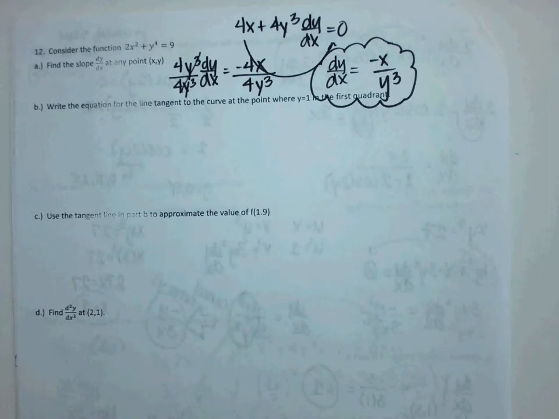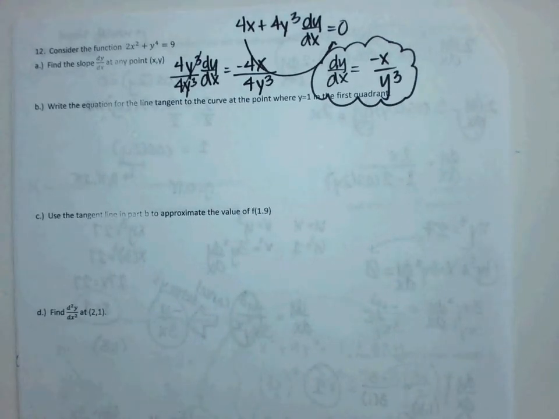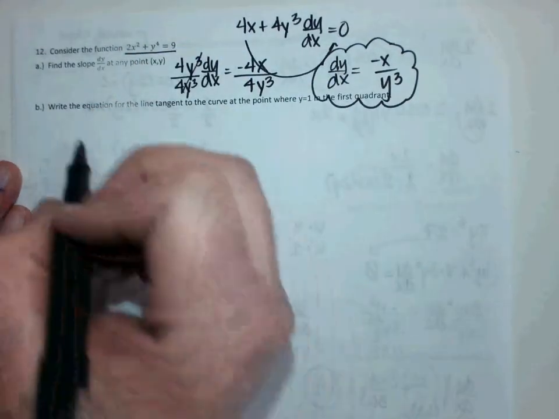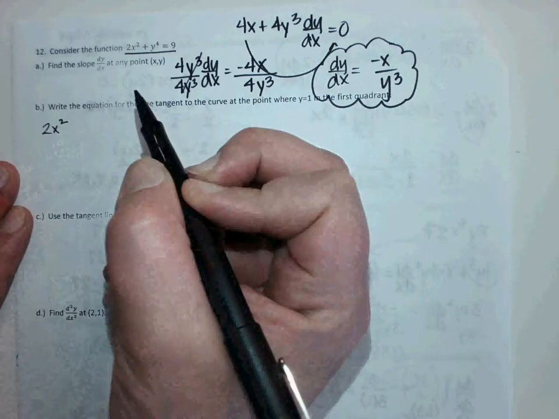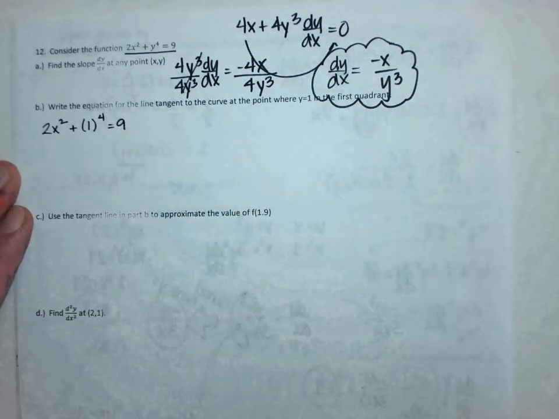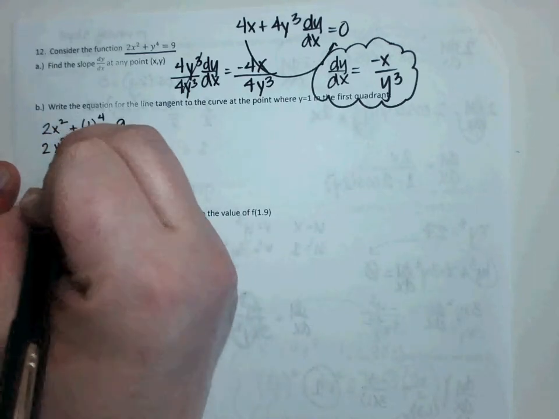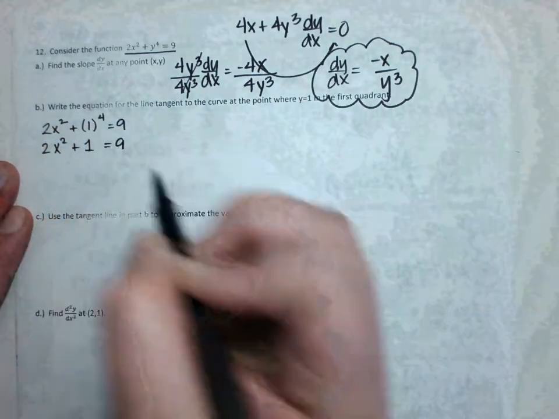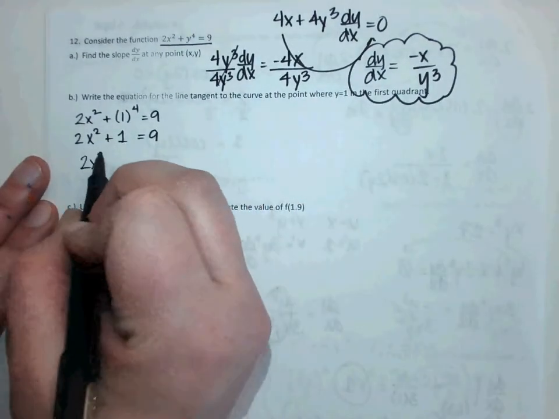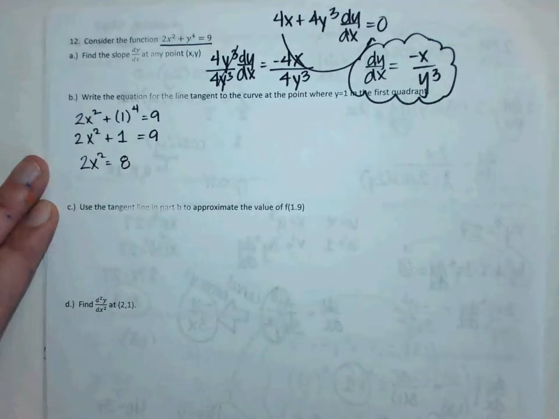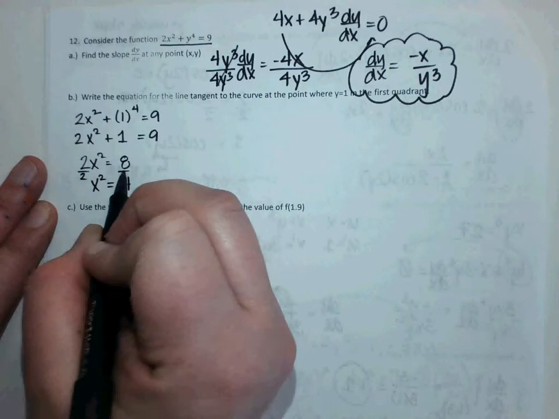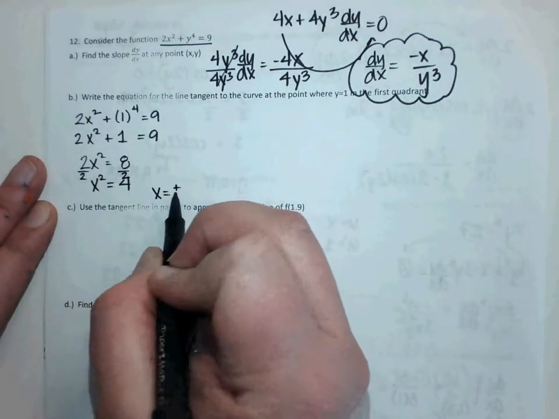Okay, part B, we want the equation of the tangent line where y is 1. Then we're coming back to here. So I'll have 2x squared plus y is 1 to the 4th equals 9. Well, 1 to any power is still a 1. And how do I get rid of a 1? I subtract it. Very good. So I'll have 2x squared equals 8. x squared equals 4. Divided by 2 on both sides, which means that x equals plus or minus 2.